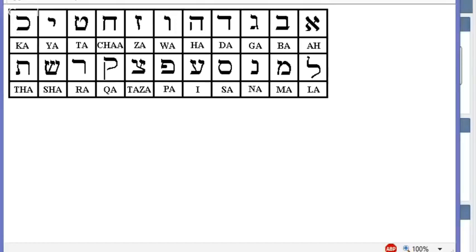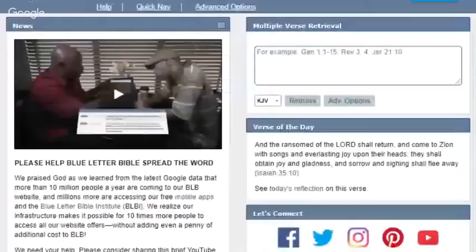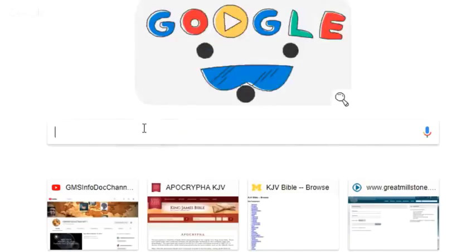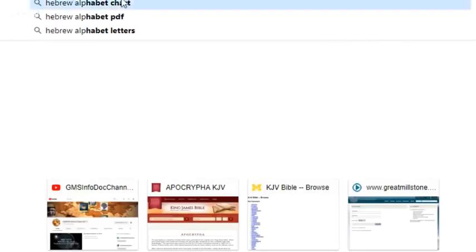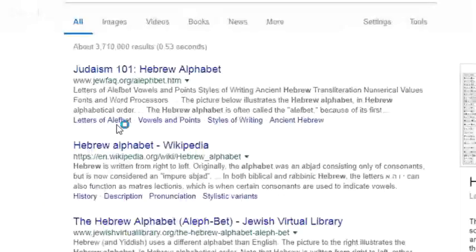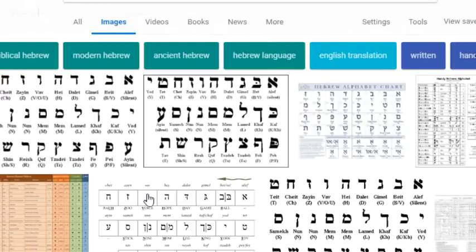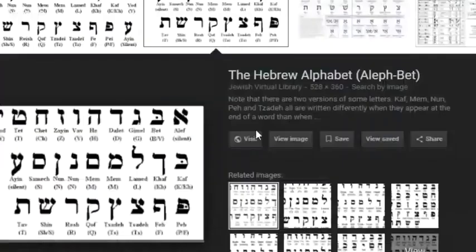Let me see if I can find the Hebrew alphabet. Let me see if I can find an example of this. Okay, beautiful, right here.